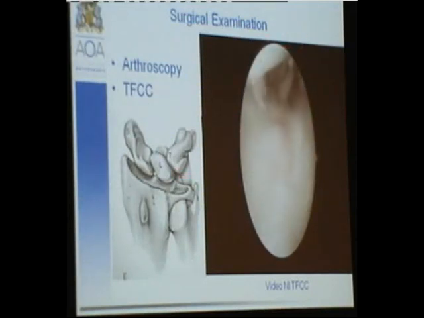And the so-called trampoline test is where you actually push down on the TFCC and see how much spring there is in it. And that's a pretty normal-looking TFCC itself.